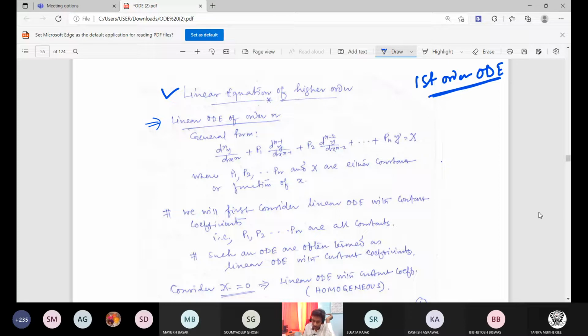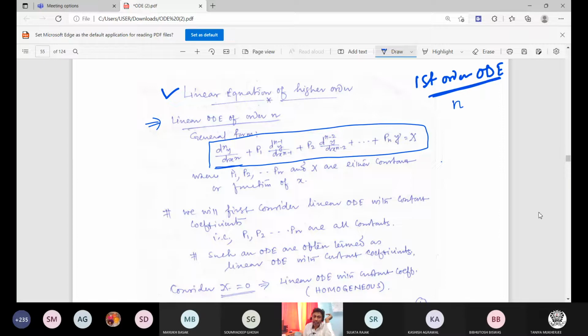Why is this equation of order n? You can see the highest order derivative in this equation, which is the differential equation that I have written here. So the highest order derivative is n, and you can say it is a differential equation of order n.